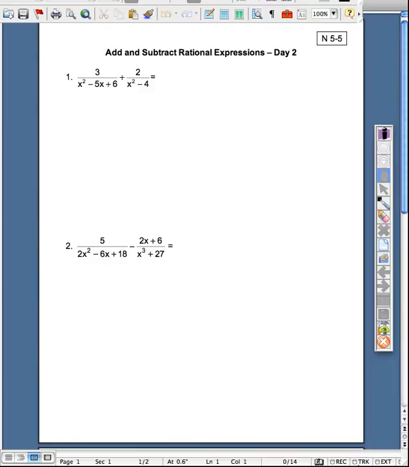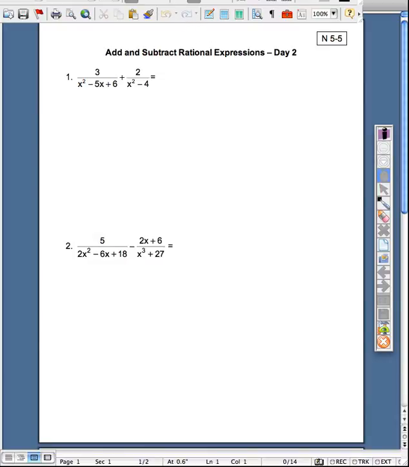All right, this is our second day of adding and subtracting rational expressions and the last lesson for this unit. These are just a little more difficult. It's the same concept as in lesson 5.4, it's just we've got a little more difficult factorizations to cope with. So we're going to go through again, common denominator when you're adding and subtracting.